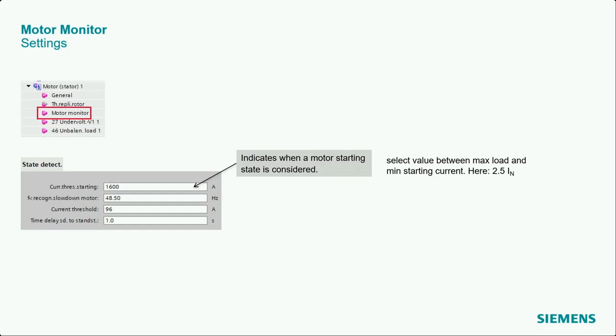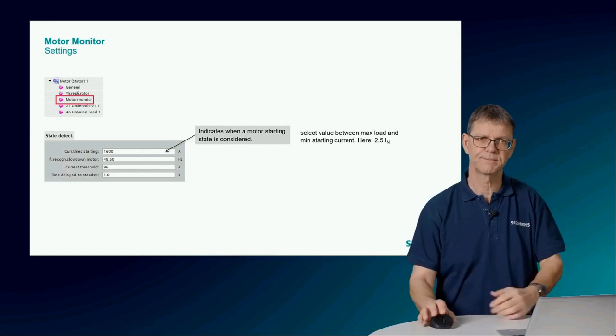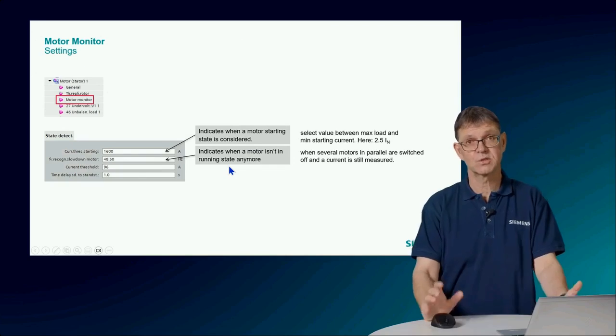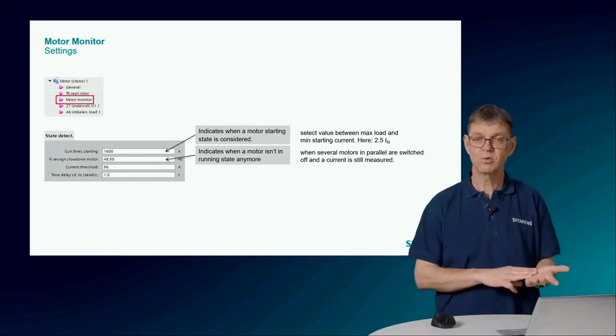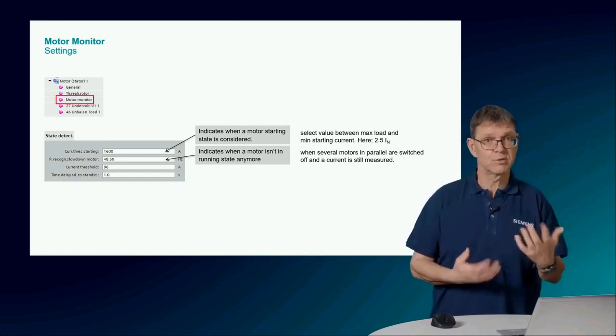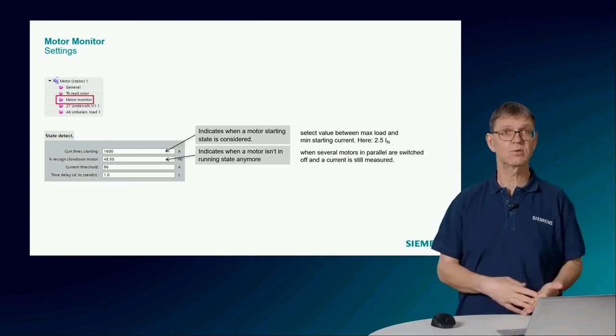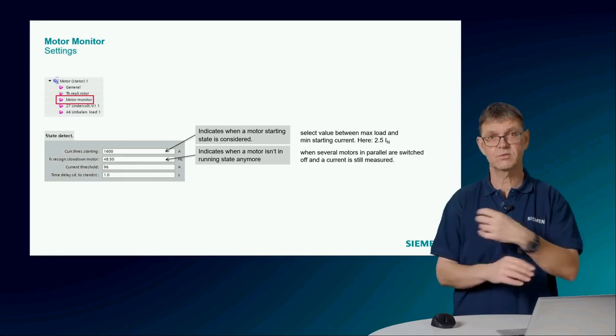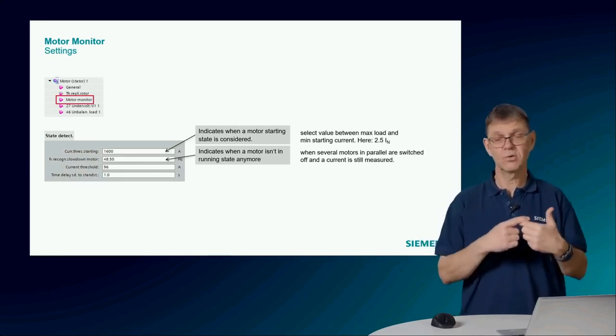Our starting current is, what was it, 5 amps, something like that. If we go back, we have 2.5, it's much higher than the nominal current, so this could be a good value here. Then the frequency setting is for a special situation when we have several motors in parallel that are switched off. Normally, when a motor is switched off, you would expect there is no current at all immediately. Now, if you have more motors, then one motor can feed the other motor, so it's not a fast criterion to look only at the current.